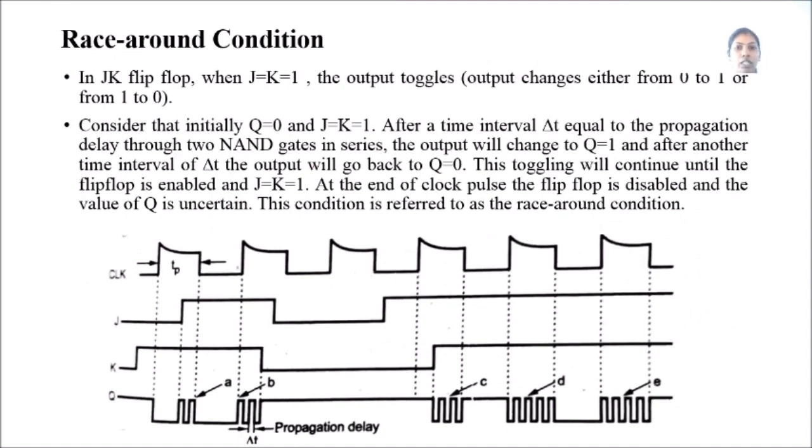An important condition in JK flip-flop is the race around condition. In the race around condition, when J equal to 1, K equal to 1, the output gets toggled, as we have seen, which is the general condition of JK flip-flop. So the output gets toggled from 0 to 1 and 1 to 0. It is continuously toggling. This continuous toggling will make the value of Q uncertain. So this is known as the race around condition.